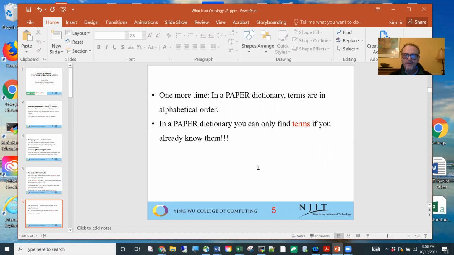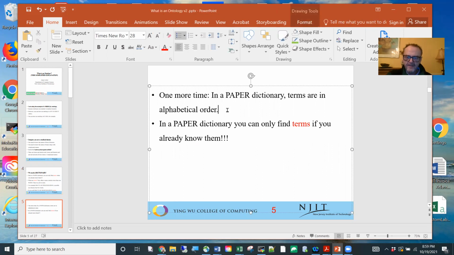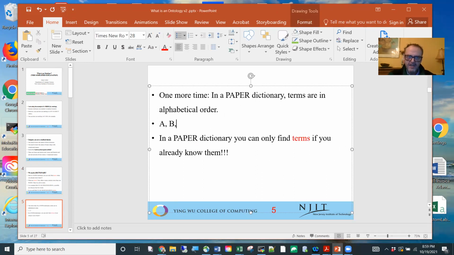Okay, so now one more time, in the paper dictionary, terms always appear in alphabetical order, right? So it's A, B, C, D, E, etc. So in the paper dictionary, you can only find terms if you already know them. So for example, over the weekend, I'm doing a crossword puzzle and I'm looking for the name of a certain singer, and I can't find that singer in a dictionary because I don't know what letter his name starts with.